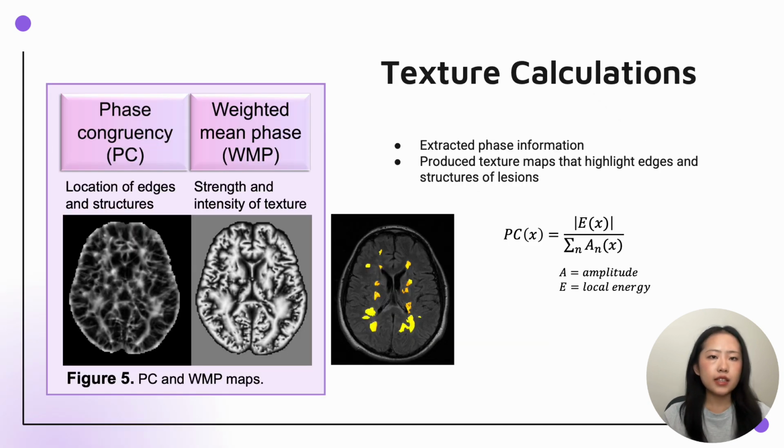Then we extracted phase information from MRI images and produced texture maps that highlight the edges and the structures of the lesions. We focused on 2 parameters: phase congruency, which reveals the location of edges and structures, and weighted mean phase, which gives more information on the strength and intensity of texture.